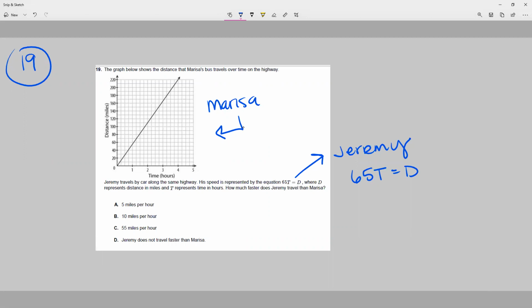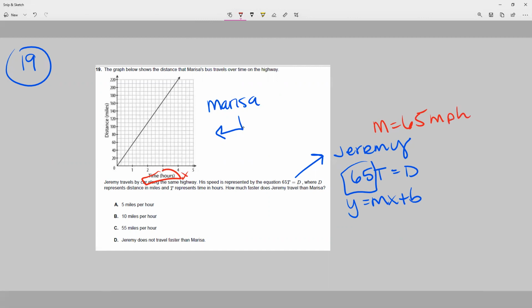Really, if you're thinking about this in slope intercept form, this number here is the number that's in front of x, because in this problem, t is taking the place of x, right? Because t is on the bottom here where x would normally be. So this number in front of x is 65. So his slope is 65. He's going 65 miles per hour is basically what that means.